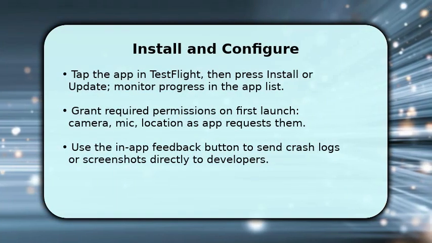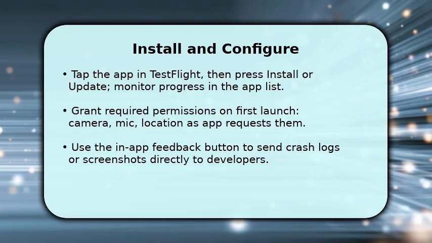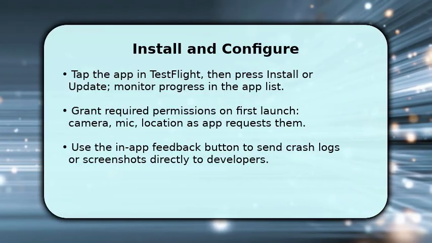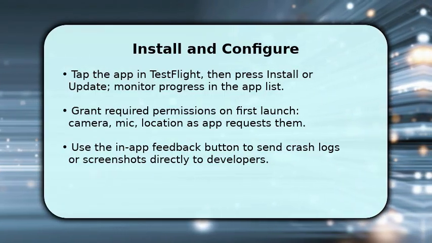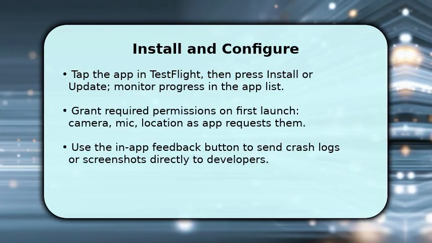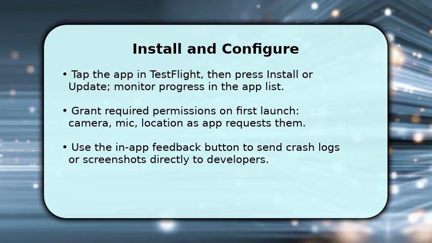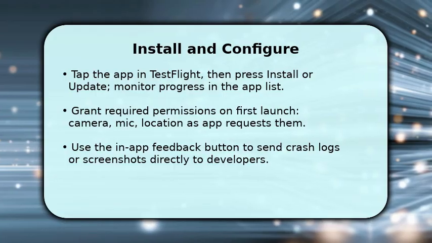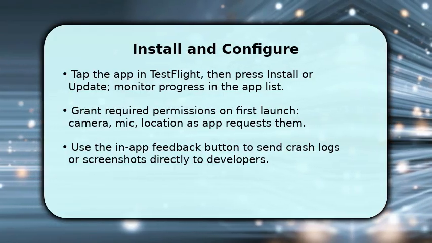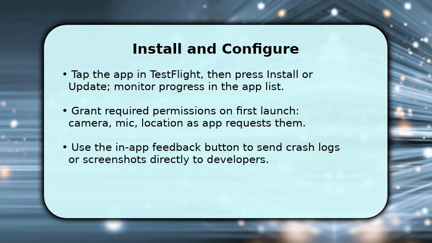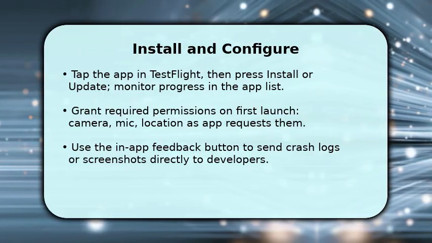Once the app appears in TestFlight, tap it and choose Install or Update. You'll see progress within TestFlight's app list. After installation, open the app and grant permissions it requests, camera, microphone, or location, because denied permissions can break core features. Make sure you explore settings inside the app for any beta-specific toggles.